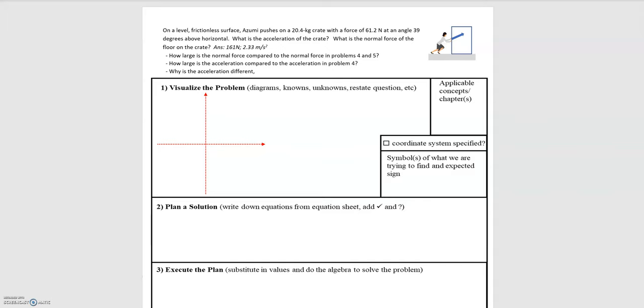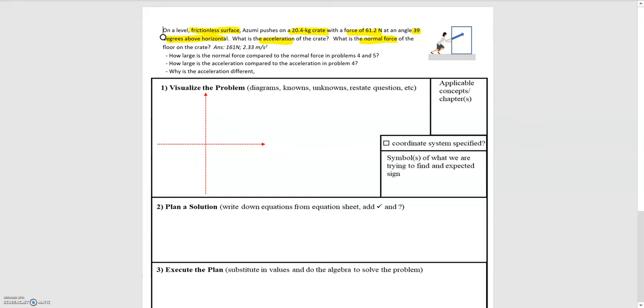In this video, we'll be looking at an example of a force being applied upward at an angle. So the problem says on a level frictionless surface, that tells us we don't need to account for friction, Izumi pushes on a 20.4 kilogram crate with a force of 61.2 newtons at an angle of 39 degrees above the horizontal. What is the acceleration? And what is the normal force being applied on the crate? So we're asked to find two different things.